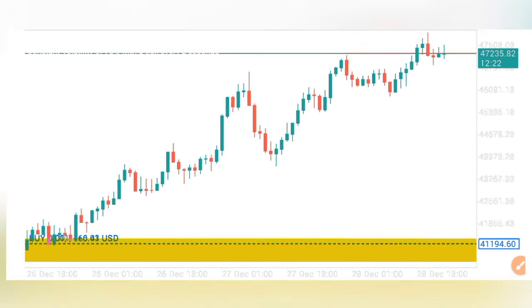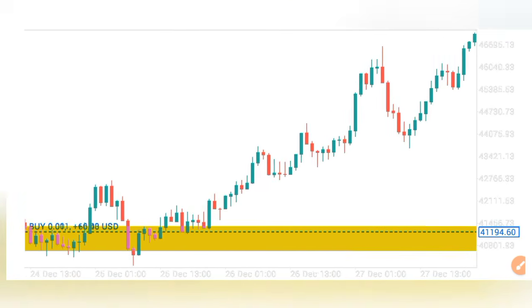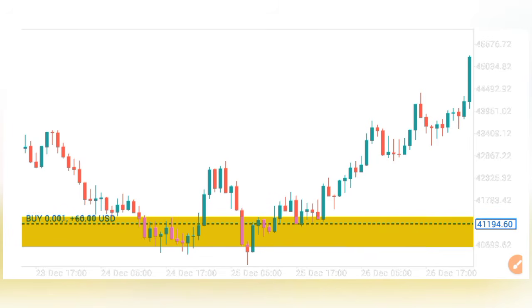Can you see that? We had massive profits, guys, and the trade is currently at $66. Now you got $66 with just 45 cents. Isn't that massive? That's massive, guys. And that is how to grow your small trading account.